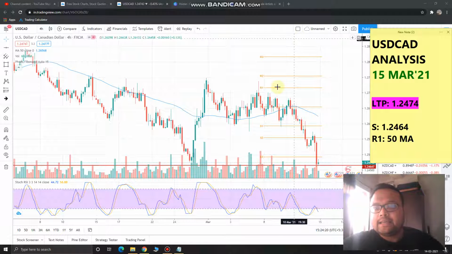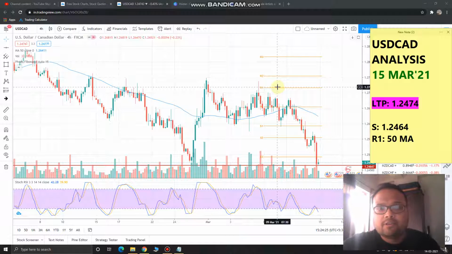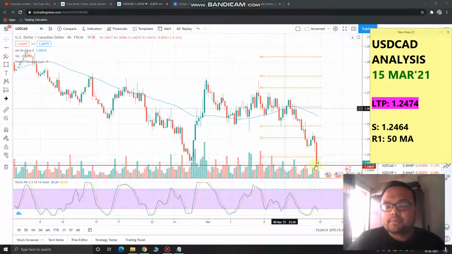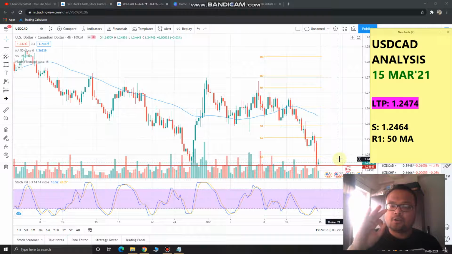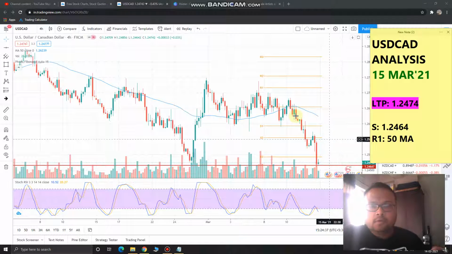So right now we can see that the last traded price of the market is 1.2474, and the good news is that the market is almost trading at the support. The support is at 1.2464. It is almost trading at a support level.